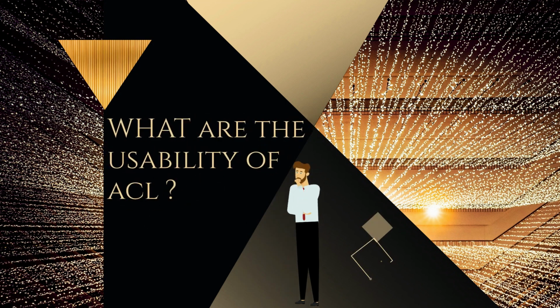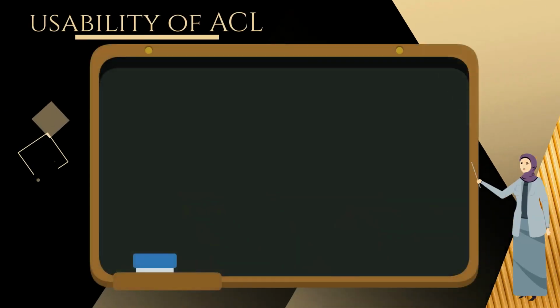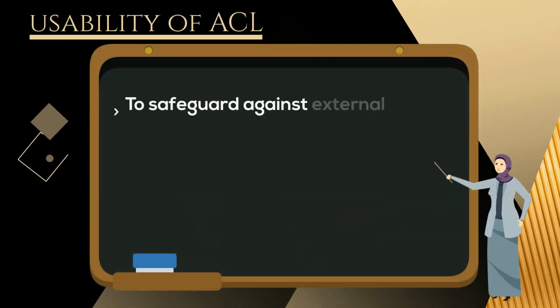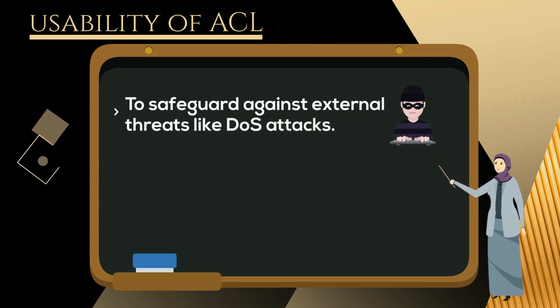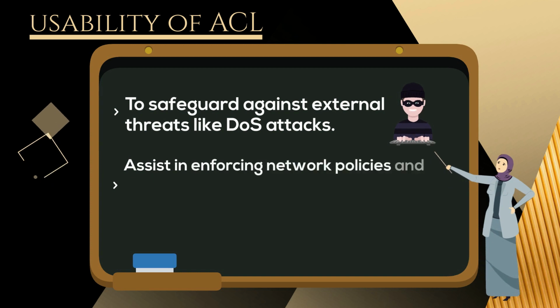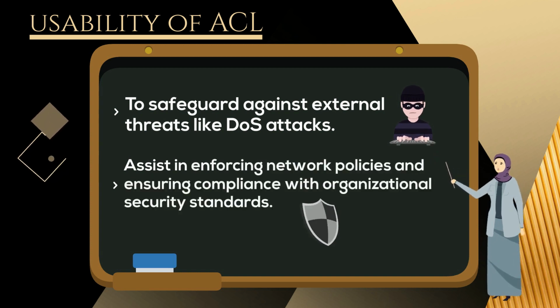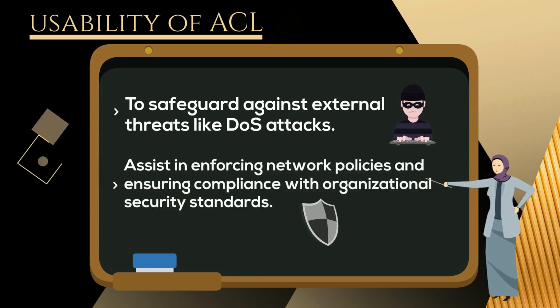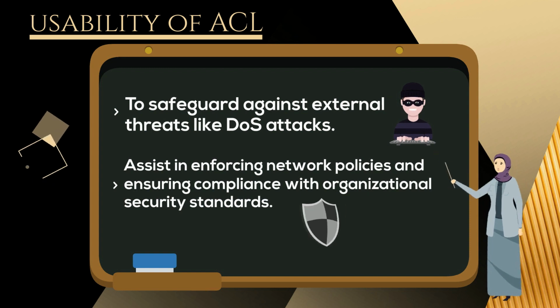What are the usabilities of ACL? The first one is to safeguard against external threats like DoS attacks. Next, ACLs assist in enforcing network policies and ensuring compliance with organizational security standards.